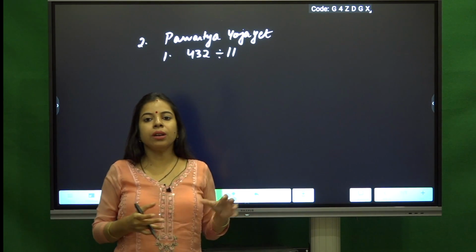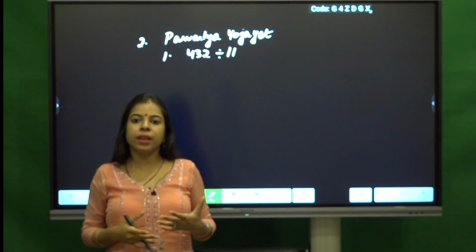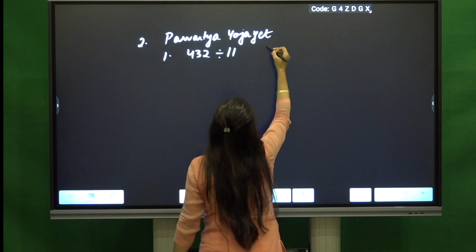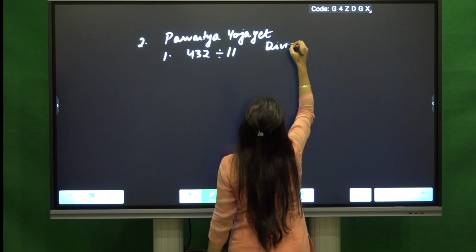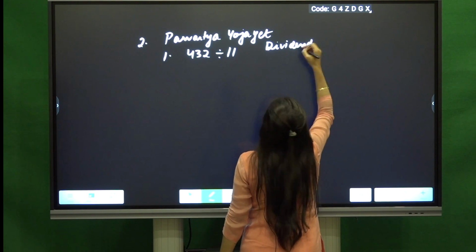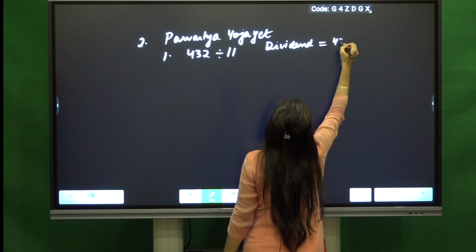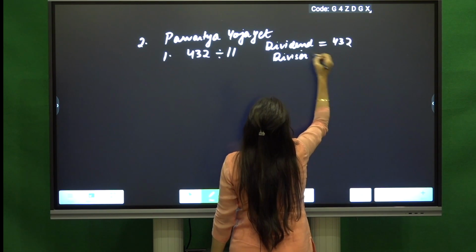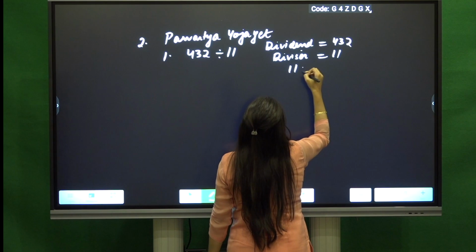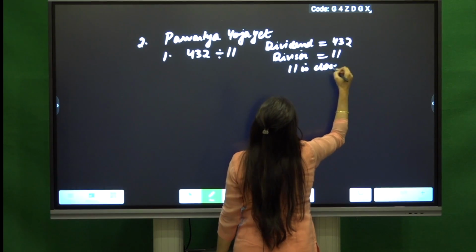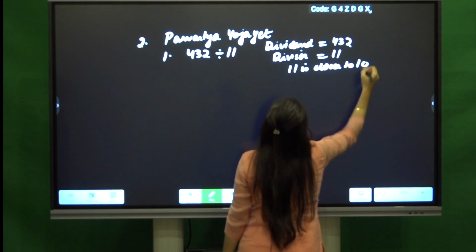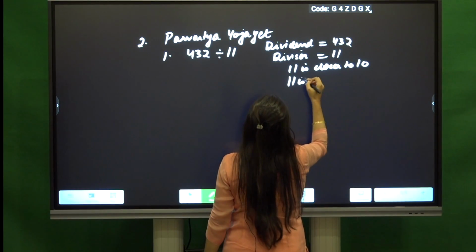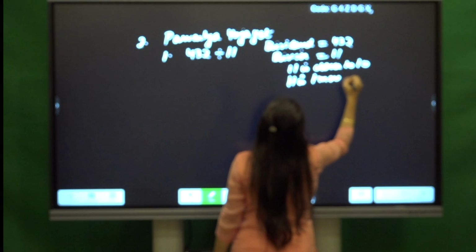Using this sutra, we follow the technique of complement. Okay. So, here if we see, the dividend is 432, the divisor is 11. 11 is closer to 10. Okay. And 11 is 1 more than 10.